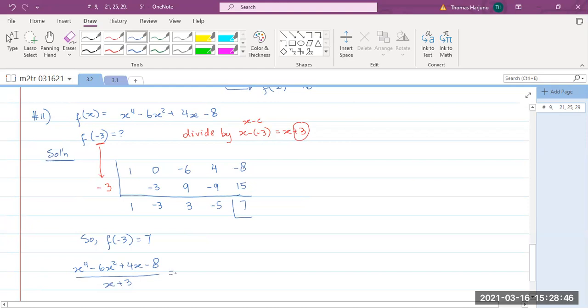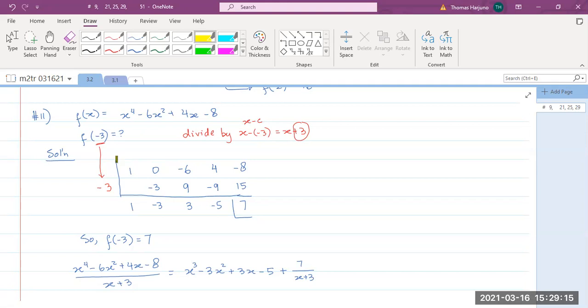If you divide that polynomial f(x) by x plus 3, then the quotient would have been one degree less from x to the fourth, right? That will be x cubed minus 3x squared plus 3x minus 5, plus the remainder 7 over x plus 3.